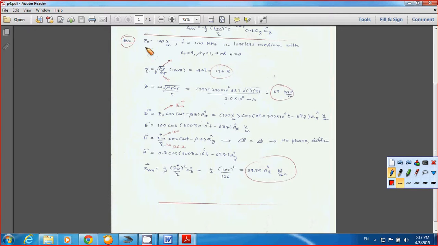Now, for the case where you have the electric field to be 100 volts per meter, frequency 300 megahertz, in a lossless medium. Okay, lossless medium implies that your sigma equals 0, and epsilon r and mu r are given. So you find your eta, simply equal to square root of mu r over epsilon r multiplied by the intrinsic impedance of free space, which is equal to 120 pi. You end up with 40 pi, or about 126 ohms.